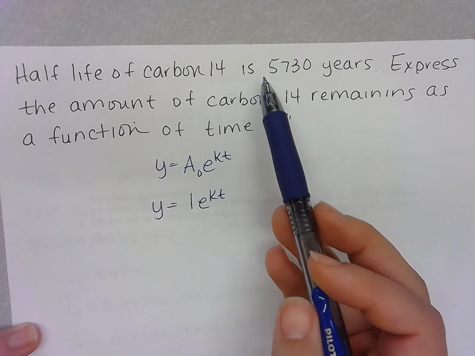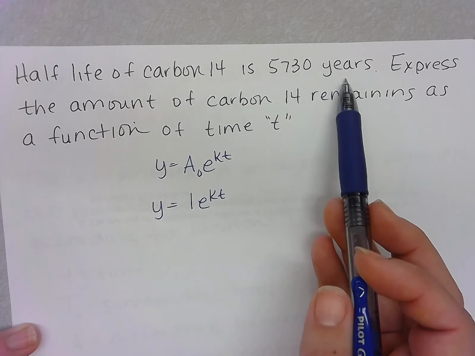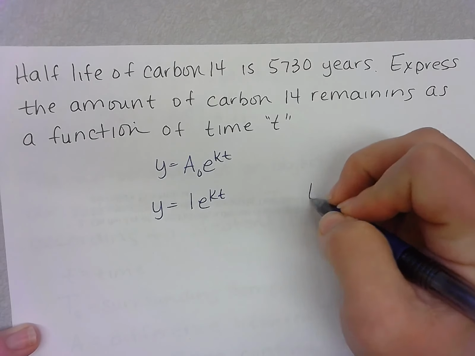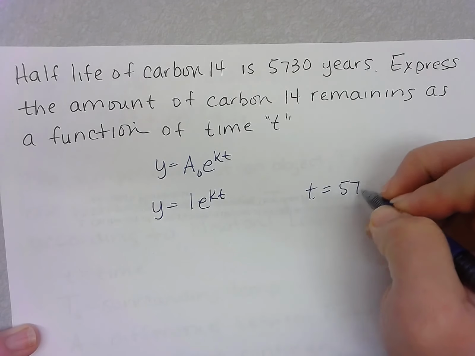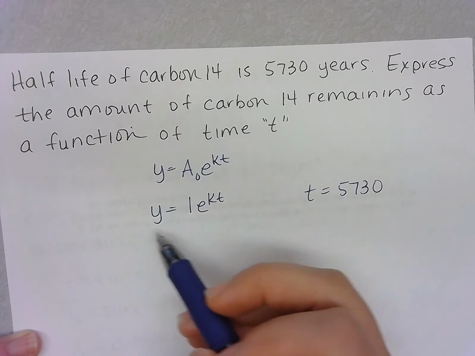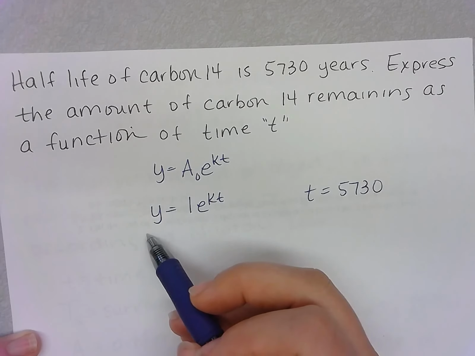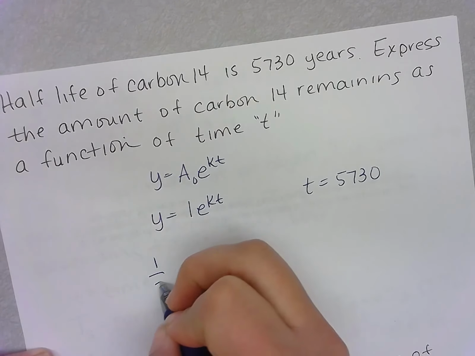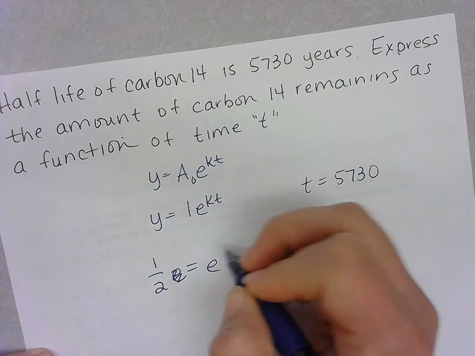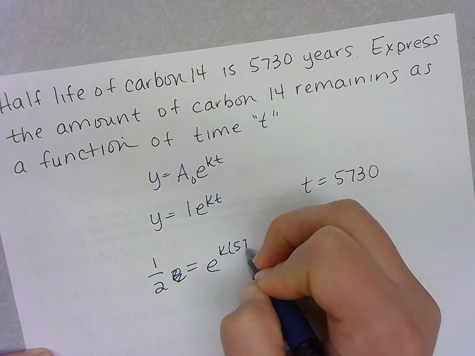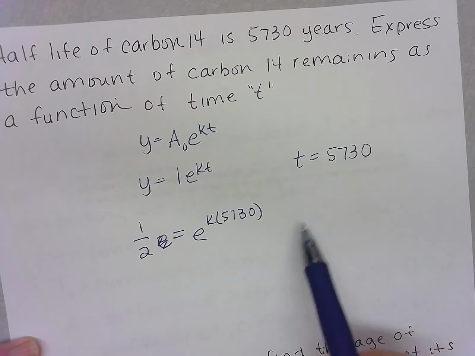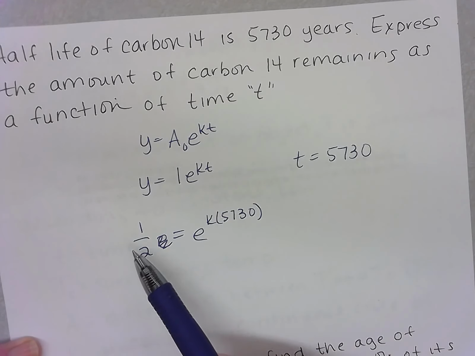So I know that the half-life is 5,730 years. So that means basically my t is 5,730 years, and then if I started out with 1 unit and I want the half-life, then this should be equal to, if I started out with 1 unit, I should have a half over here. So that's my 1/2 equals e to the my k, and then times 5,730. So that's how many years. So my t is 5,730 years. And if I started out with 1 unit, I'm going to end up with a half.